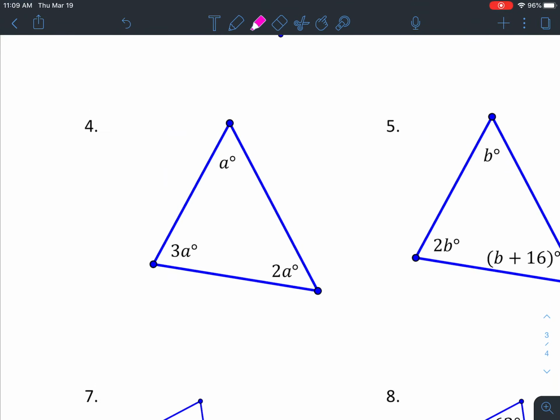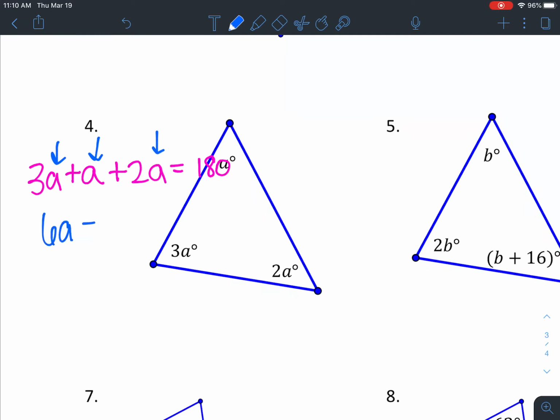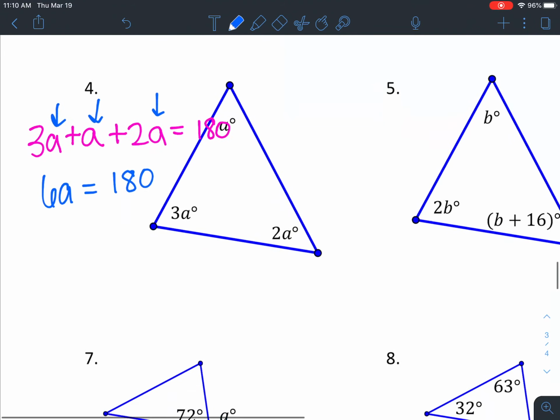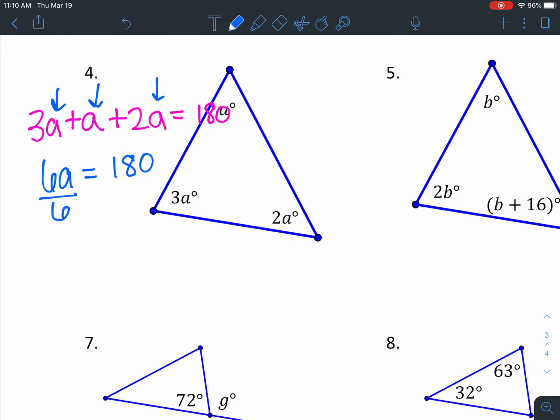This one, we have multiple variables. So remember combining like terms. If I have 3a plus 2a, so that's the 3 angles we have, a triangle has to equal 180. So now I can combine like terms. They all 3 have an a. So if I have 3 a's plus another one, that's 4a plus 2 more, 6a equals 180. And then to solve this, divide by 6. So a equals 30.